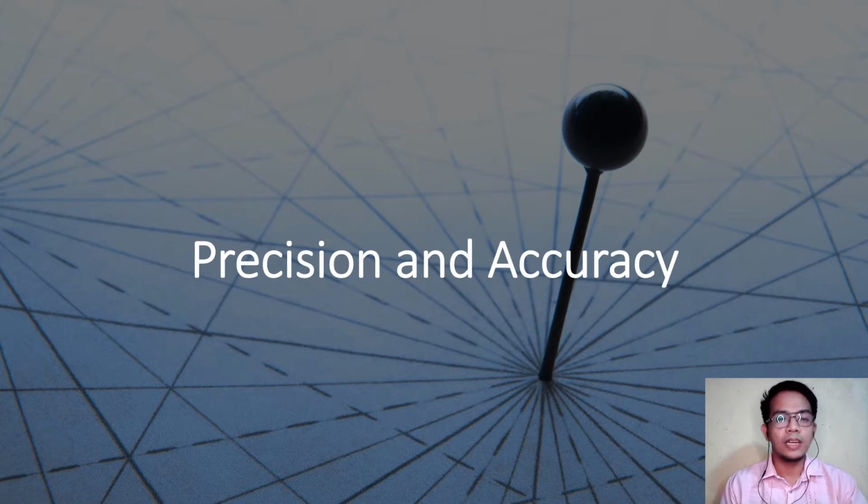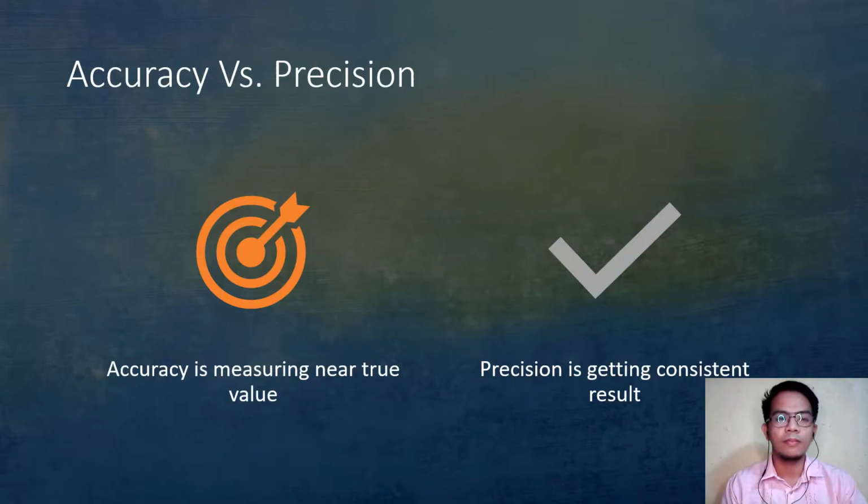So let's begin with precision and accuracy. Precision and accuracy are two ways that scientists think about error. Accuracy refers to how close a measurement is to the true or accepted value, while precision refers to how close measurements of the same item are to each other.